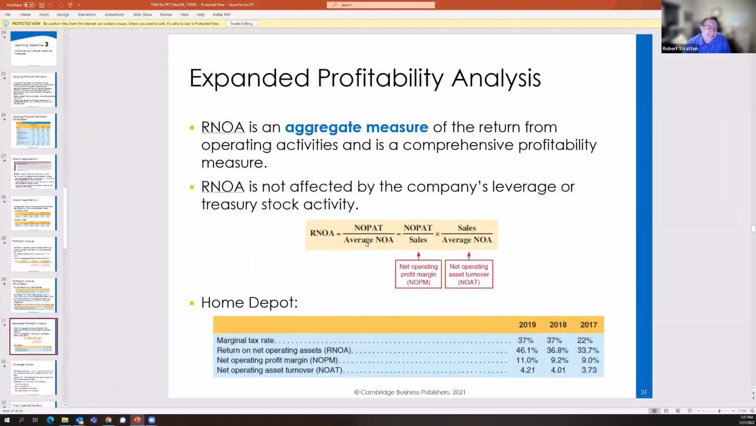Okay, so just like last week, we started talking about how we can look at operating assets, return on operating assets. We can do that for profitability and get a good sense if the company's profitable. So just like we learned last week, we figure out RNOA, and it's our aggregate measure of the operating activities. And this will help us understand if what they're doing is enough profit to pay the bills, to pay the interest and the principal payment.